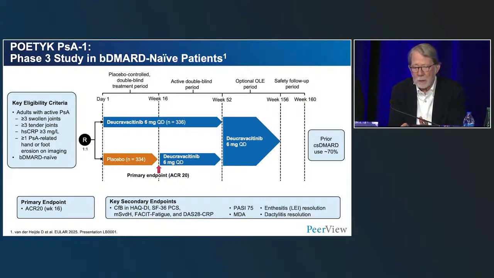The key thing about PSA-1 is that the patients were all naive to biologic treatment, and there was a radiographic component to the study. So we're looking for evidence of inhibition of structural damage progression. There was no reference arm. It was Ducra 6 milligrams versus placebo. And then we saw the ongoing extension where all the patients had 6 milligrams.